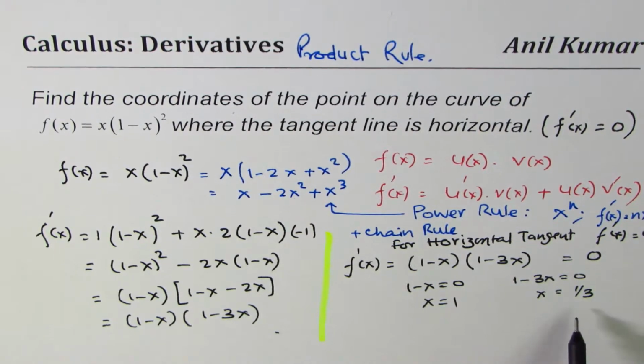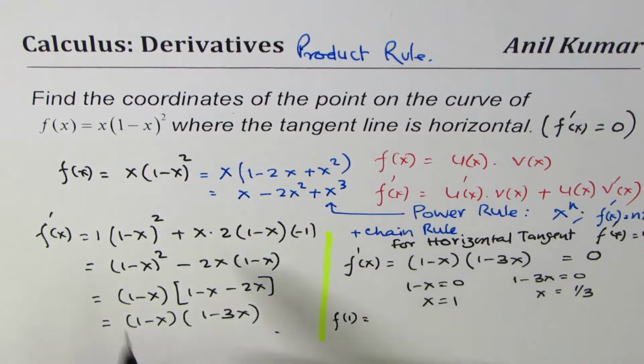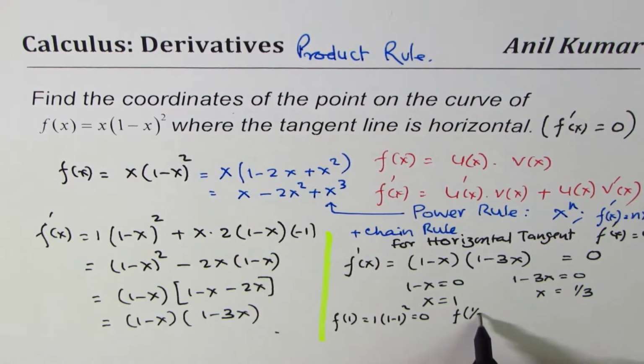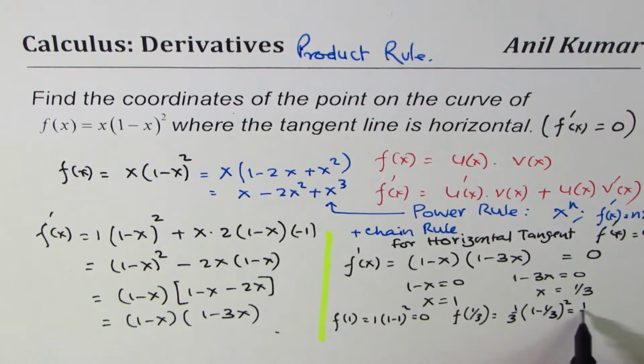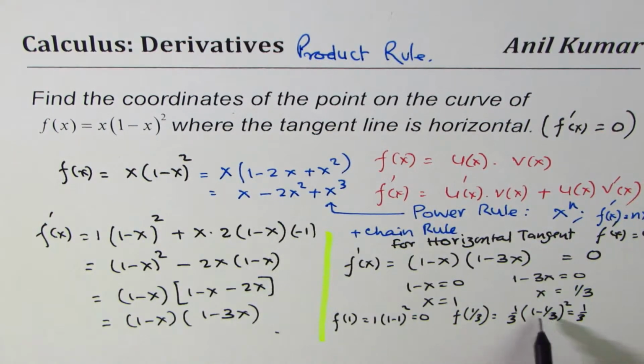We need to find the y values also, right? So f of 1 will be, substitute 1 here. So we get 1 times (1 minus 1), 0, which is 0. Is that okay? And then f of 1 over 3 will be 1 over 3 times (1 minus 1 over 3) whole square, which is 1 over 3 times, 3 minus 1 is 2, right? (2 over 3) whole square, and that is 4 over 9.